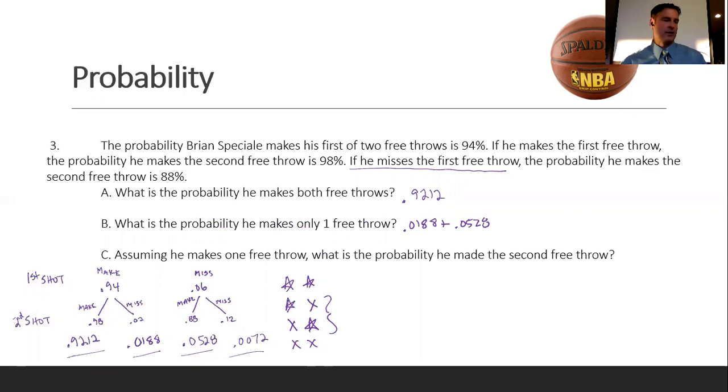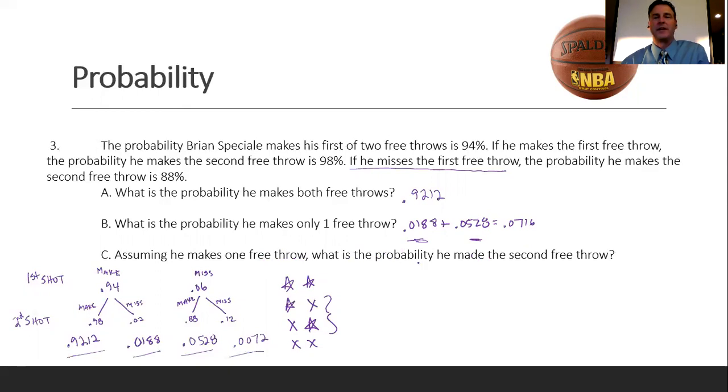So 0.0188 plus 0.0528 gives you 0.0716. Make sure you do have both of those. I say both of those that we're adding together, because both are representations of 1 free throw.